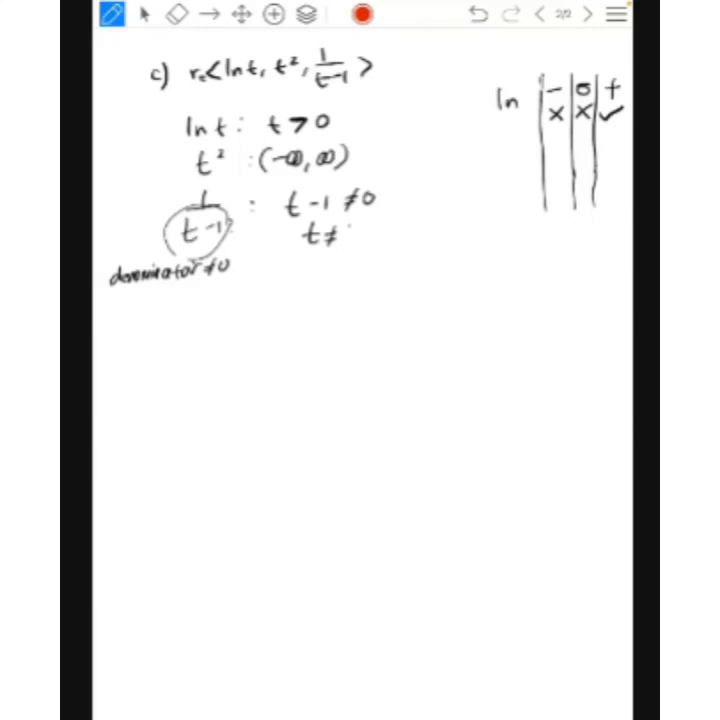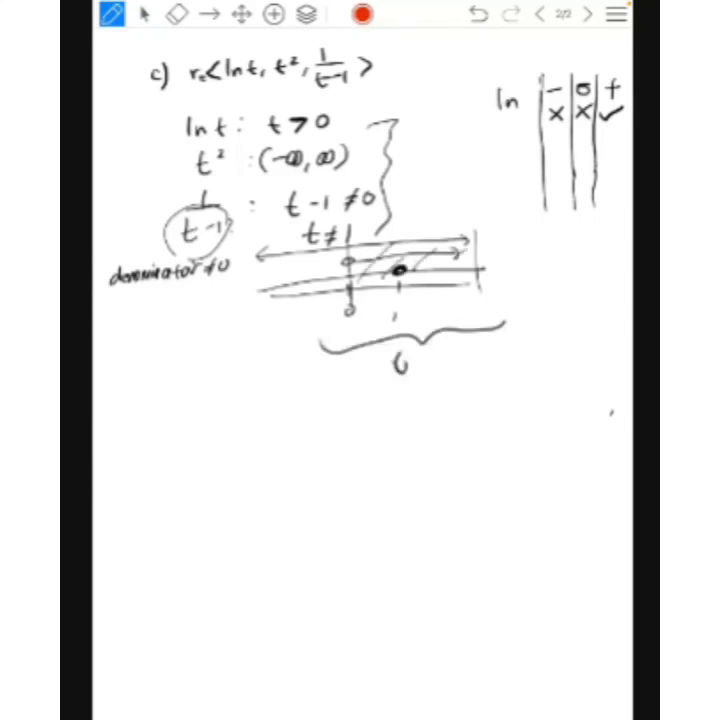So again, you combine all these three. Let's say here is 0, here is 1. The first one can be greater than 0. The second one cannot be at 1, it can be everywhere else. And then the third one is from negative infinity to infinity. Obviously it can take from here, but don't forget this part. So when combining, it can be greater than 0, but cannot be equal to 1. So this is your domain.